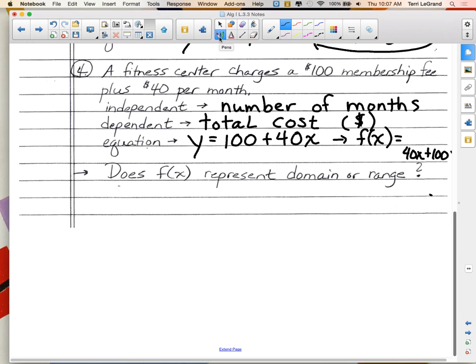So you'll be doing some of this stuff: identifying the independent and dependent variable, along with being able to write an equation and being able to write that equation also in function notation. Okay, now I want you to answer this last question for me. Does f of x represent domain or range?